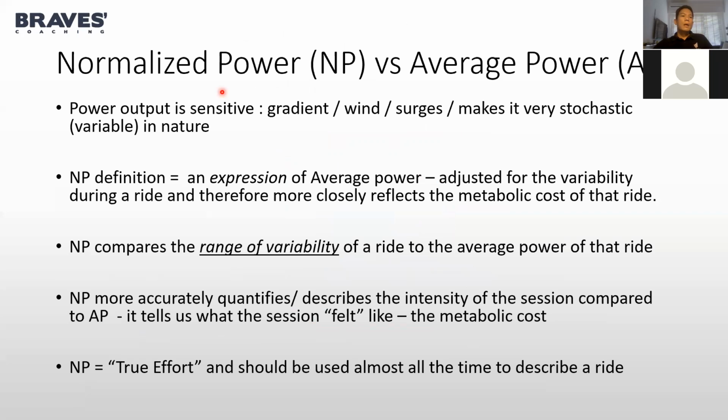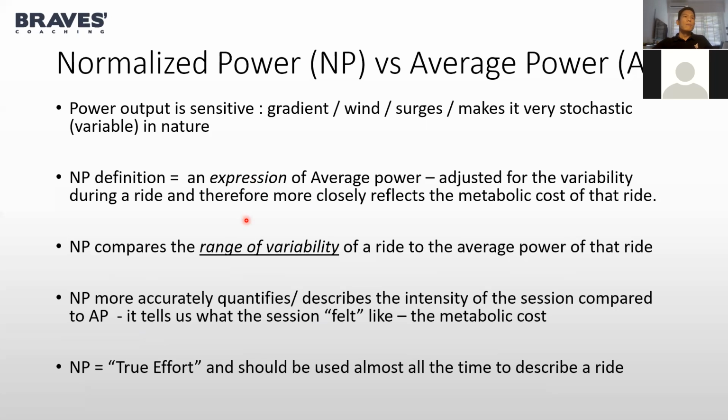Normalized power versus average power. What is the difference? First thing, power output is very sensitive to gradient, wind, and surges, which makes it very variable in nature. The definition of normalized power is an expression of average power. It's a form of average power that is adjusted for the variability during the ride. Basically, normalized power more closely reflects the metabolic cost of that ride.